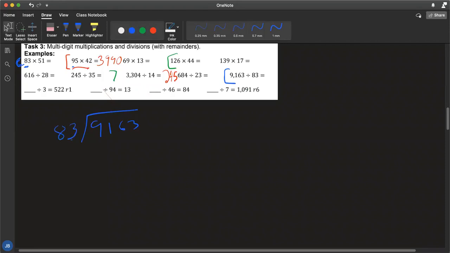Can I just tell the answer? Yes, go ahead. I got 110 with a remainder of 33. 110 with a remainder of 33. Does that look right for everybody else? All right, I'm seeing some thumbs up. Okay, perfect. So that looks right to me. 83 goes into that once, and then we'd have, let's see, about 86, 1, 0. Yep, I think that's correct. Good job, thank you.